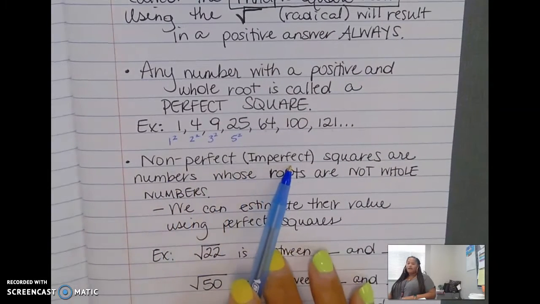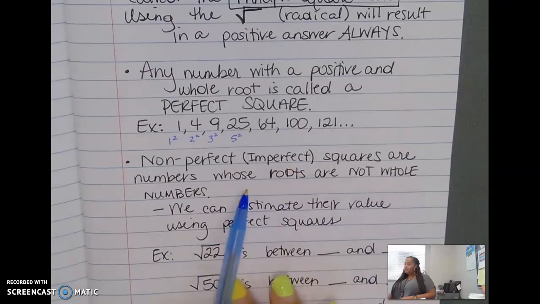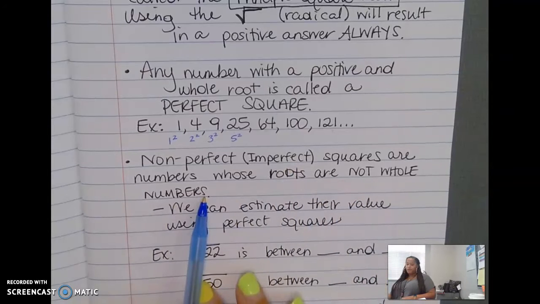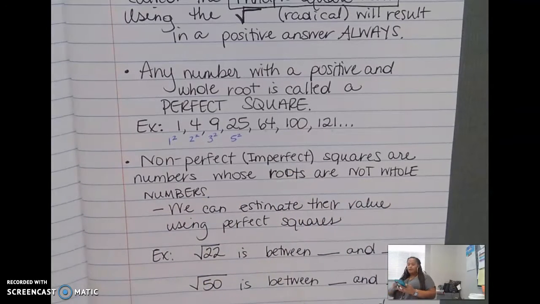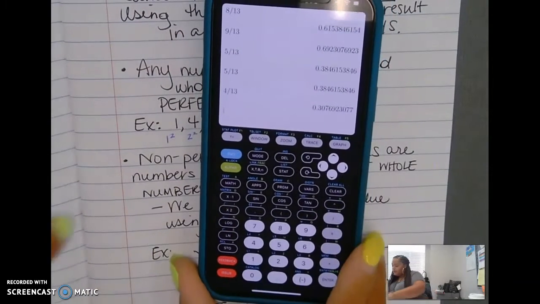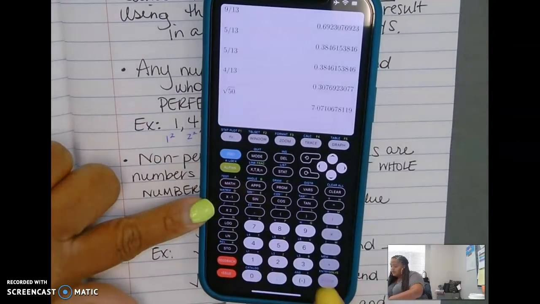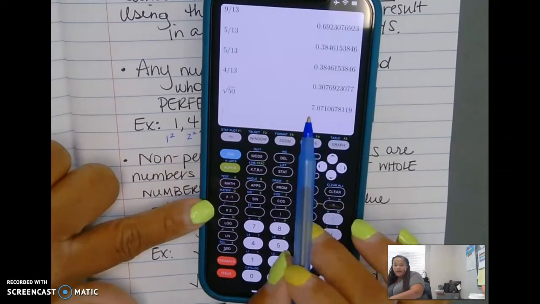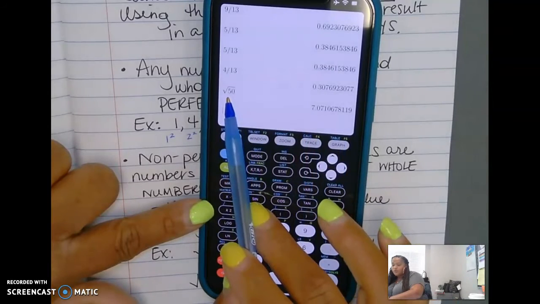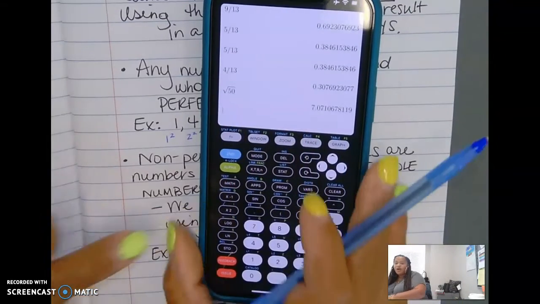Non-perfect squares, those are my imperfect squares, are the numbers whose roots are not whole numbers. Meaning when I go get my calculator, hold on, let me pull up my calculator, and I put in the square root of, let's say, 50, I'm going to get a decimal here, okay? 50 is an imperfect square. It's also an irrational number.